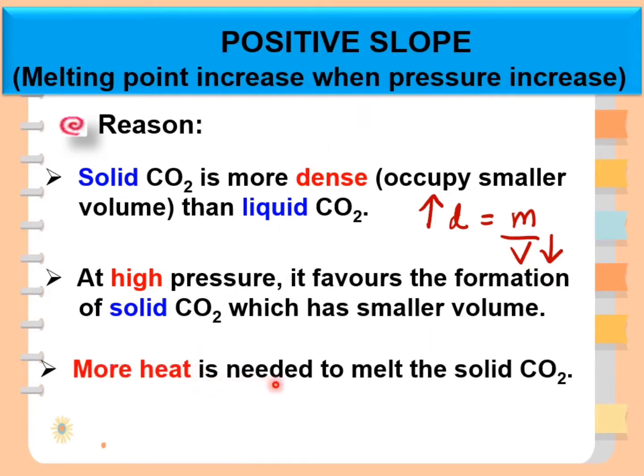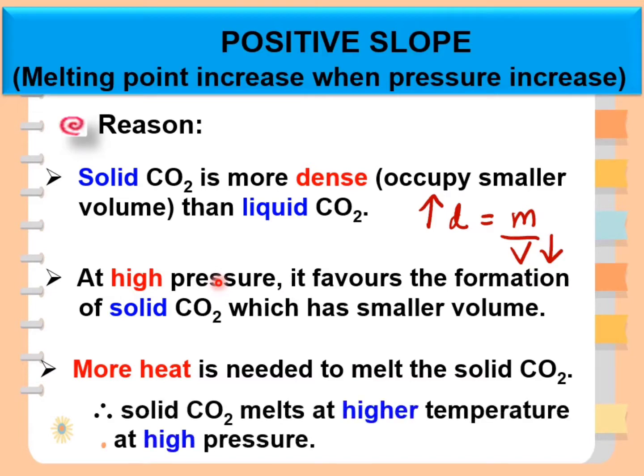Okay, more heat is needed to melt the solid carbon dioxide. Nampak? Okay, so you perlukan lebih banyak haba untuk leburkan carbon dioxide punya solid. So, solid carbon dioxide melts at higher temperature and higher pressure. So, that's why the slope of the solid-liquid line tu berada pada positive slope.